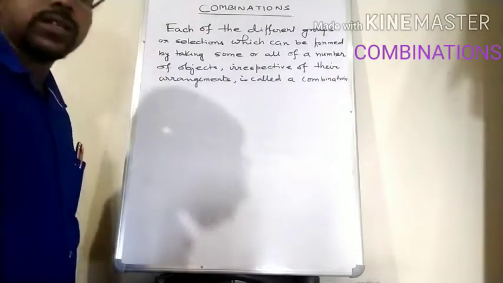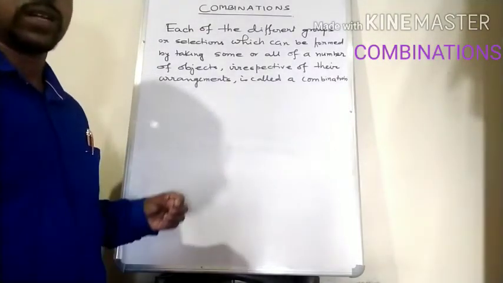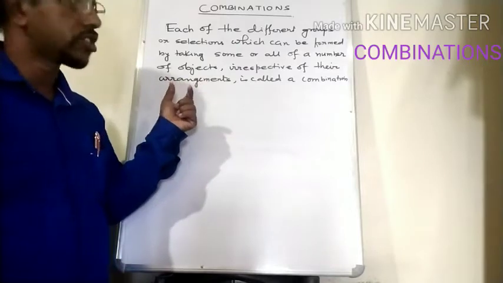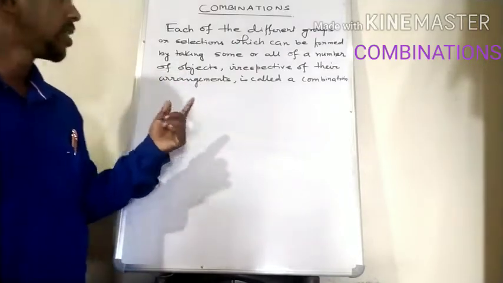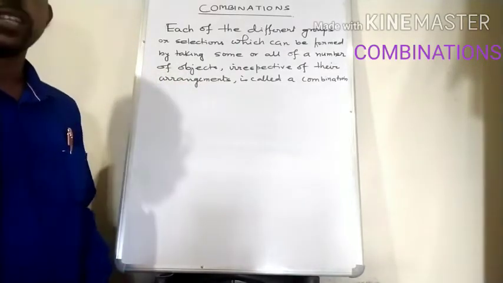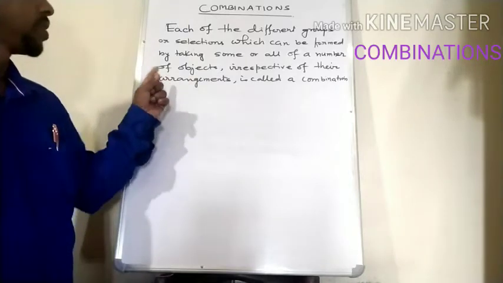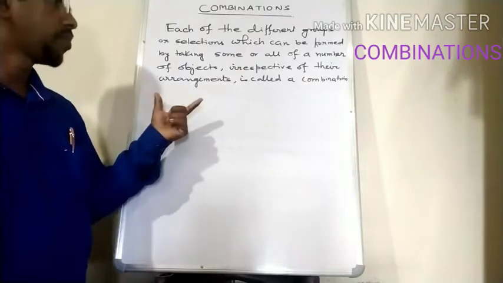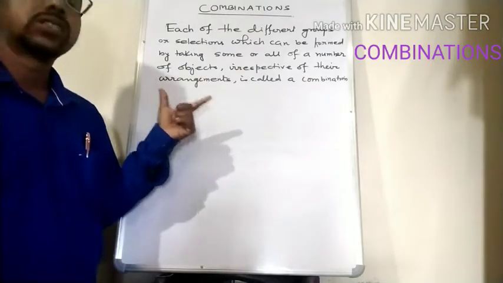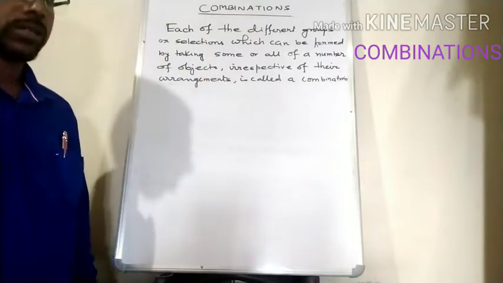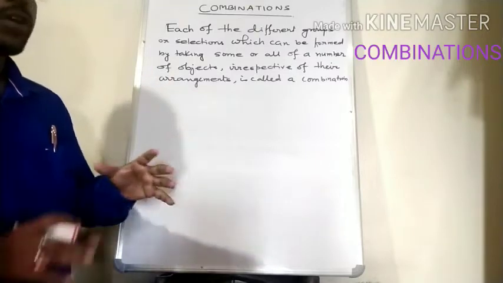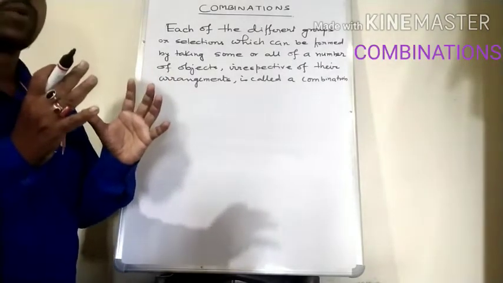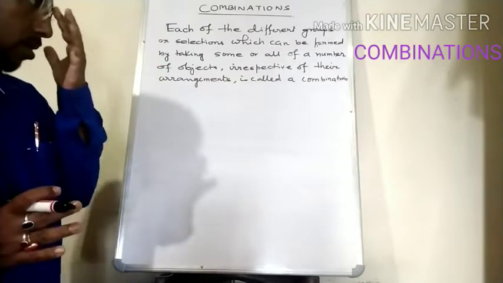Hello students, today I am going to teach you a very important lesson which is combinations. What is a combination? Each of the different groups or selections which can be formed by taking some or all of a number of objects, irrespective of their arrangements, is called a combination. Combination means you are going to select some or all of the objects.